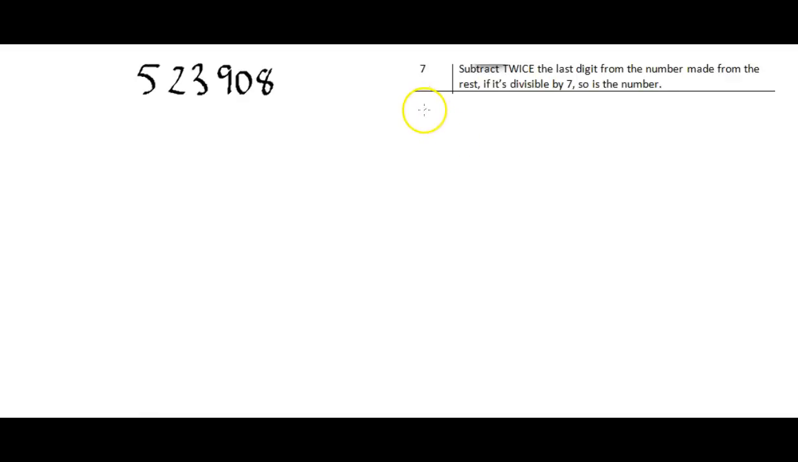Okay, let's test for divisibility by 7. We subtract twice the last digit from the number made from the rest. If that's divisible by 7, so is the number. And this can be repeated. So our last digit of this number is 8, and the rest of our number is 52390. So I've got to subtract 2 times 8, which is 16.